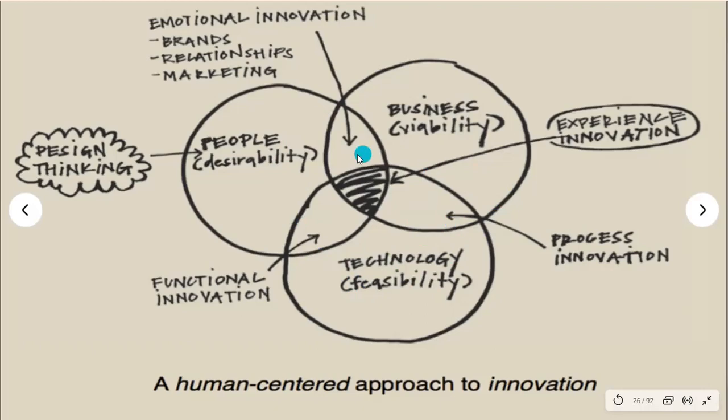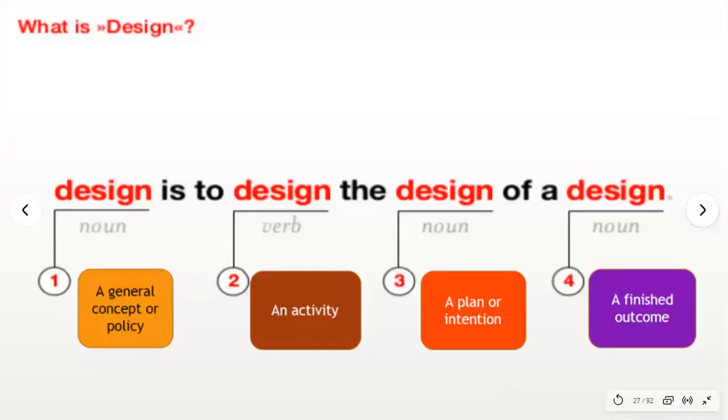Everywhere design thinking can be applied. Everywhere. Right? Design is to design the design of a design. The first design is a noun, of course, which means a general concept or a policy. That's the design that we are expecting as an outcome. But what is the activity? The activity is also to design. What should we design? The plan or the intention, and hence the finished outcome. So design is to design the design of design. Even before getting into the ideation process, we need to design our ideas. And that's what design thinking is all about. Right?